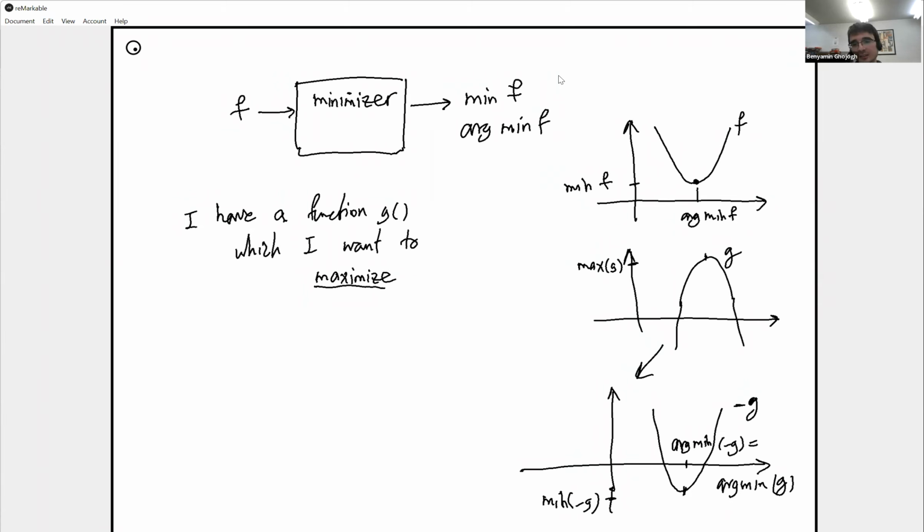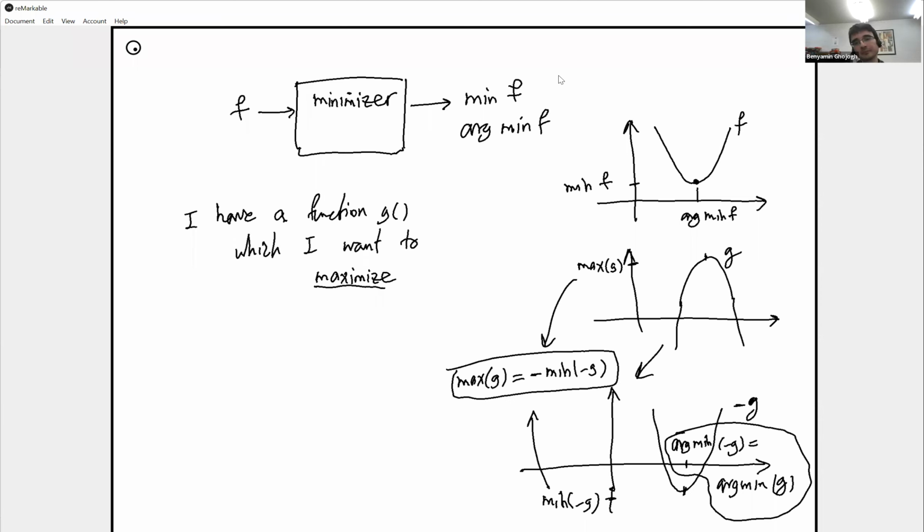Yeah, I think that's correct. What is the relation of these two? They are opposite in sign. Max of g is equal to negative min of minus g. Exactly. Notice these two. These two are important.